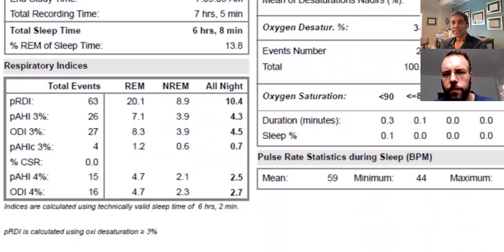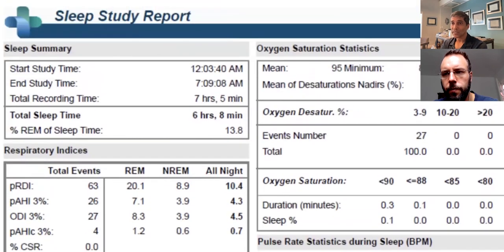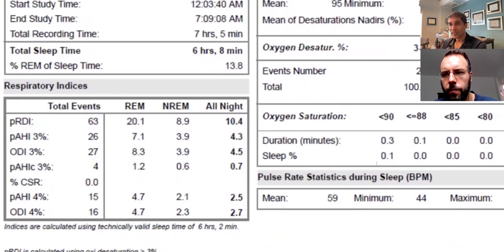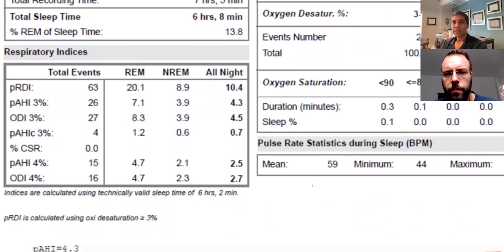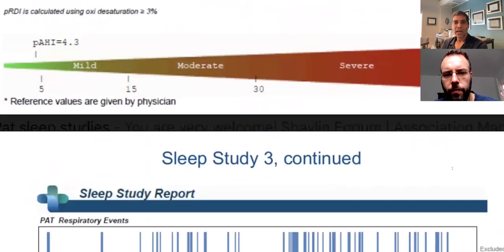Time spent below 90%. Wow, that's 18 seconds, right? And below 88%, 6 seconds. So maybe that is real. Maybe that 87% is real because it seems very logical. The mean pulse is 59. That's right. Remember I said between 50 and 70 is most people. Minimum is 44, maximum is 96, should be 40 to 90. A little elevated with someone with sleep disordered breathing makes sense.